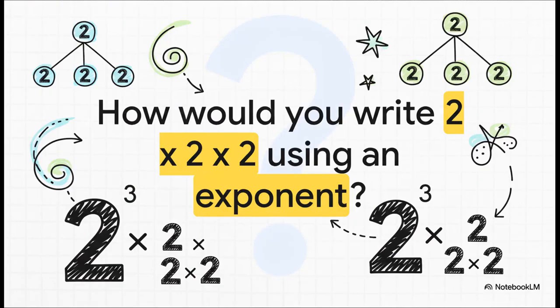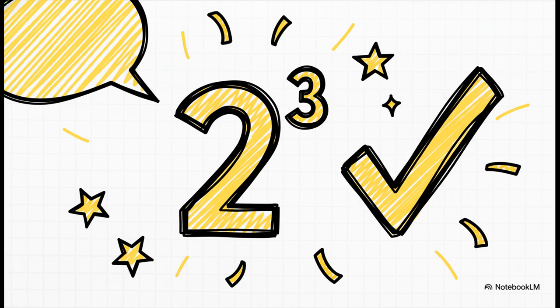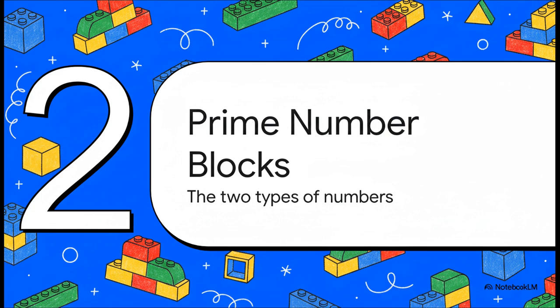Okay, your turn. Have a look at this. How would you write 2 times 2 times 2 using this new shortcut? Think about it. What's the base and what's the exponent going to be? You got it. I knew you would. The base, the number we're multiplying, is 2. And since we're multiplying it 3 times, the exponent is 3. We write it just like this, and we read it out loud as 2 to the power of 3. See? Pretty simple. Awesome.